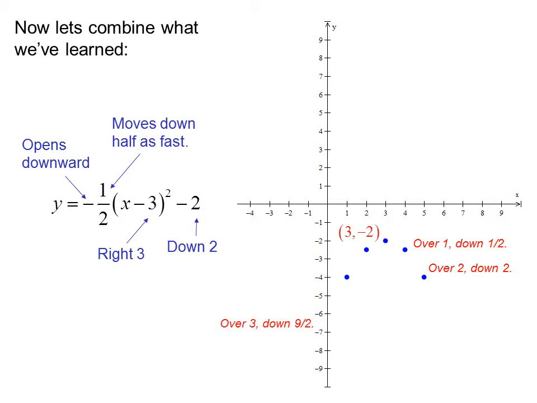The next dot is over 3, down 9/2, because it goes down half as far. And we can draw our parabola. So we see that in this case, we have a vertical shrink because it goes down half as fast, which in a parabola also looks like a horizontal stretch. It makes it look wider. But what we really did was shrink it vertically.